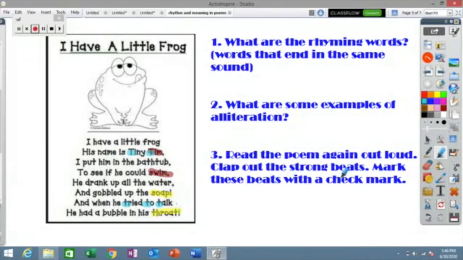The next thing I want you to do is read this poem again out loud. I want you to try to clap out the strong beats like Miss Gould did in my video. And I want you to mark these beats with a check mark. The check mark will indicate where you clapped. So every time when you're reading it aloud, every time you clap, I want you to put a check mark. Take a second to pause this video and do that now.